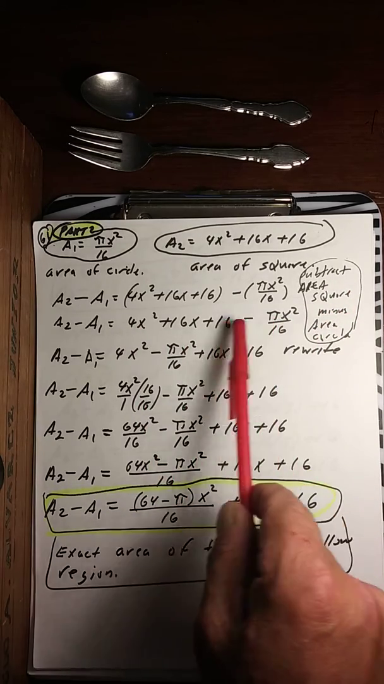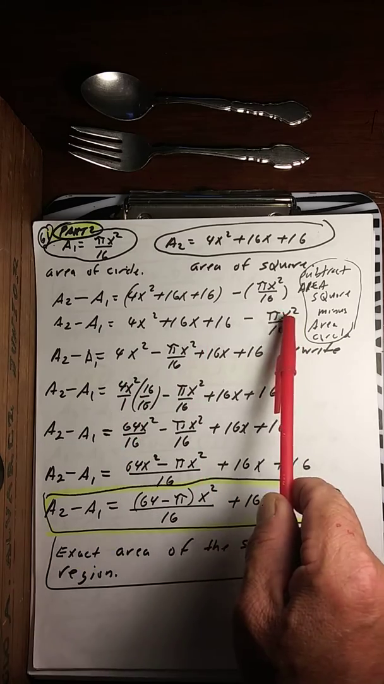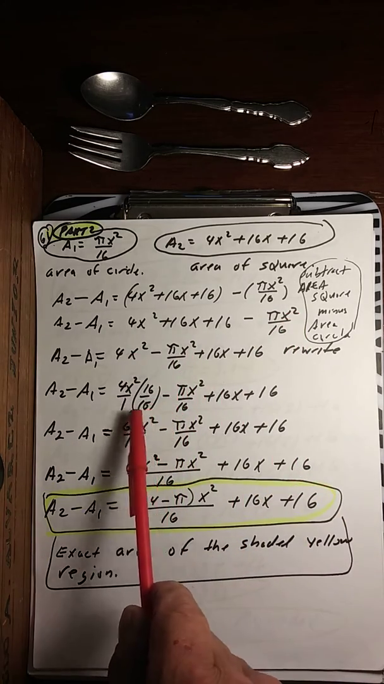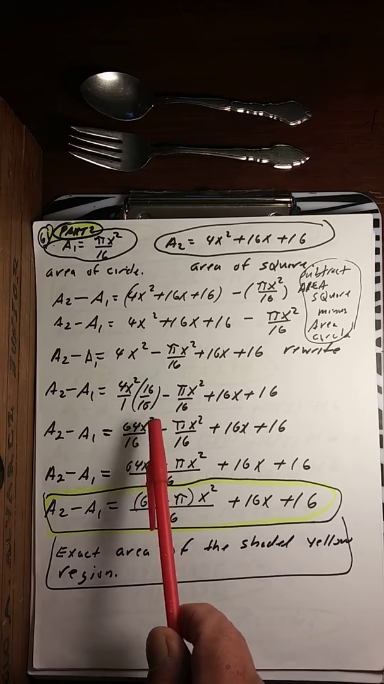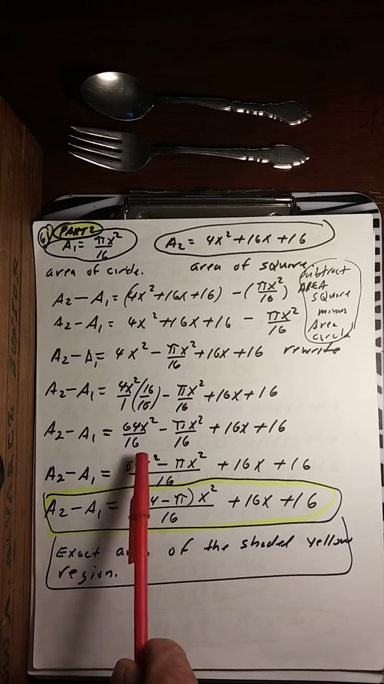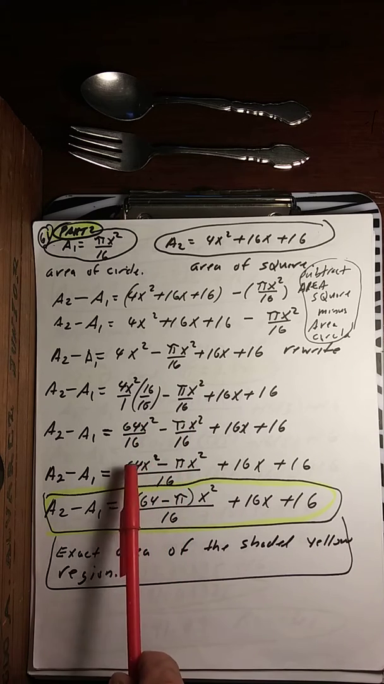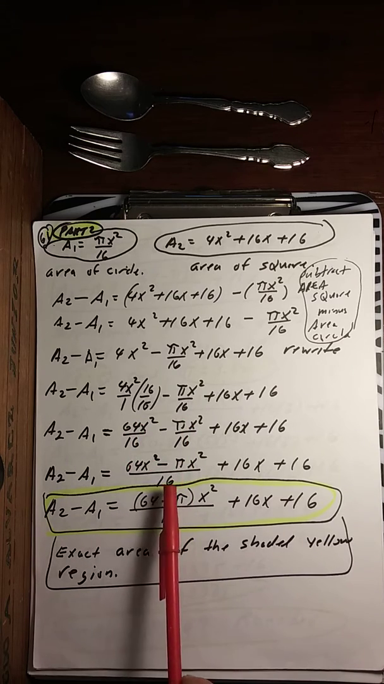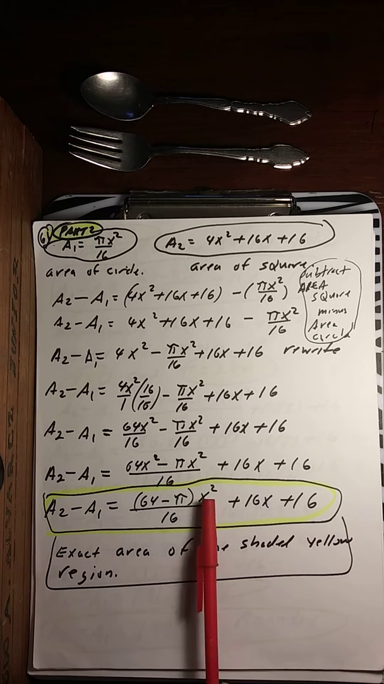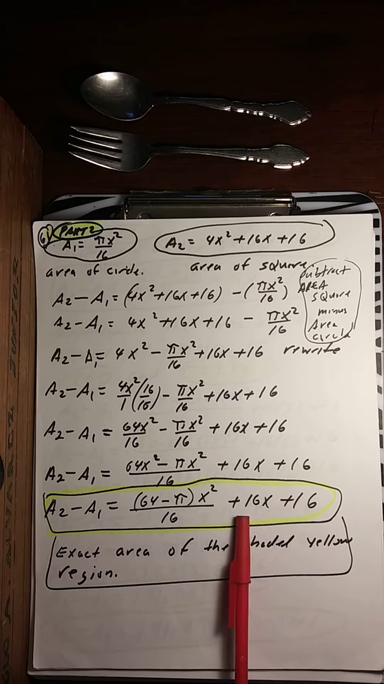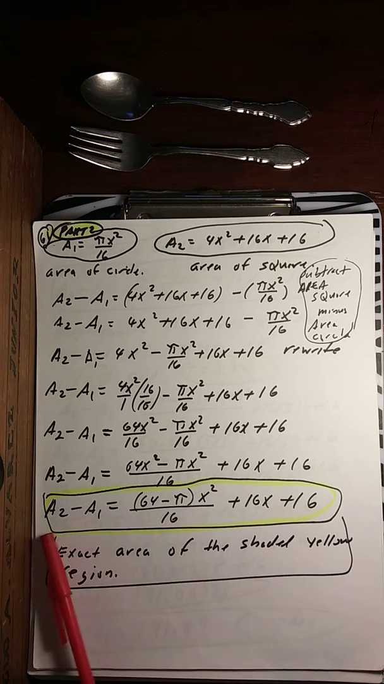So now I'm going to put the 4x squared and the pi x squared over 16 together. Get a common denominator, which means multiplying by 16. So now we have 64x squared over 16 minus pi x squared over 16. Put these together as 64x squared minus pi x squared over 16, and we factor out the x squared. So we have (64 minus pi) over 16 times x squared, plus 16x plus 16. This is the exact area of the shaded yellow region.